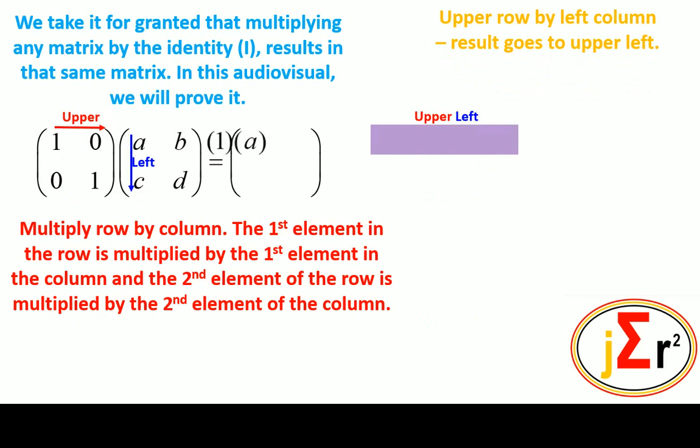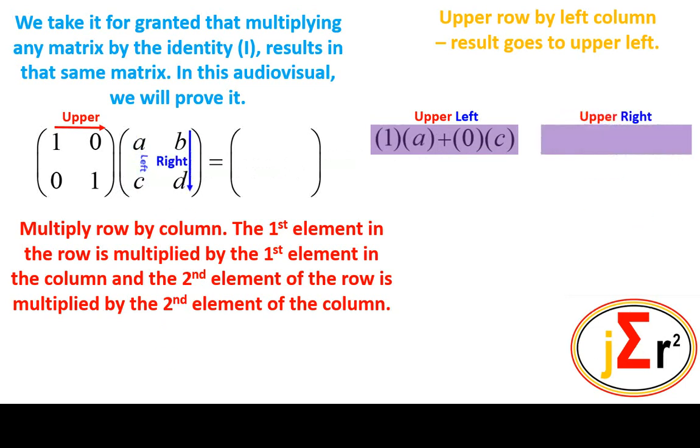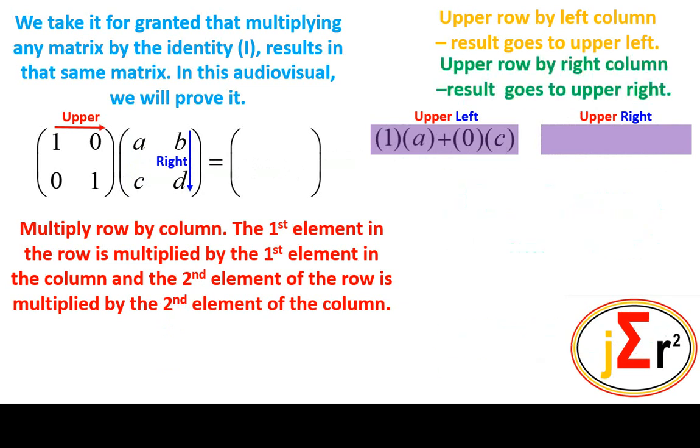1 multiplied by A is the first. The second is 0 multiplied by C. Upper left. Then we will stay with the upper row and go to the right column. And the first is 1 times B, which will go with 0 times D as the second times the second. We have exhausted the two columns.